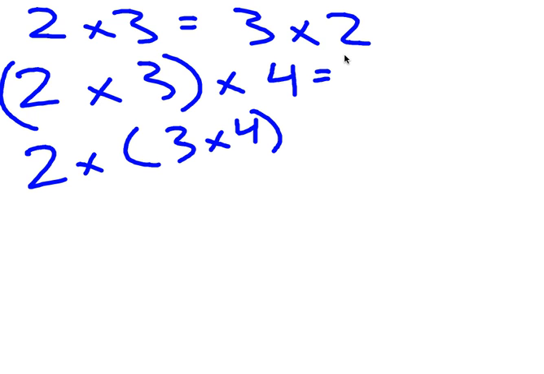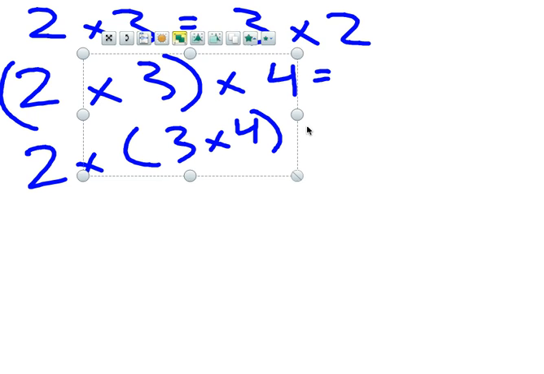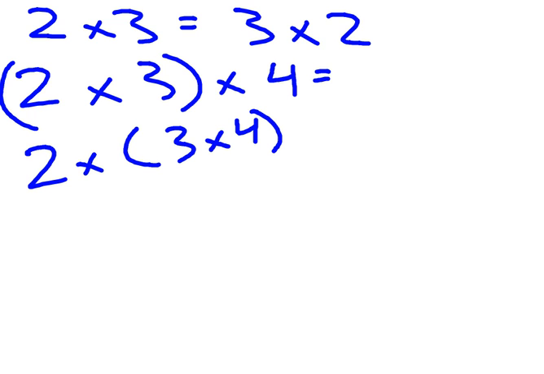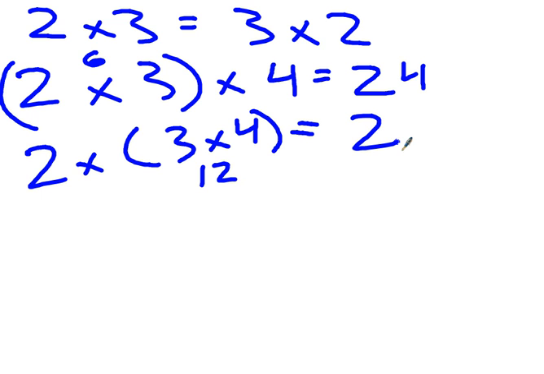Then we have what's called the associative property, okay? Which means it doesn't matter how I group my numbers. Remember, the parentheses mean you have to do what's inside that first. So 2 times 3 is 6, and 6 times 4, well, that's 24. Well, if I come over to this one where my parentheses are around 3 times 4, 3 times 4 is 12. 2 times 12 is still 24. Okay, so we have the commutative property, and we have the associative property.